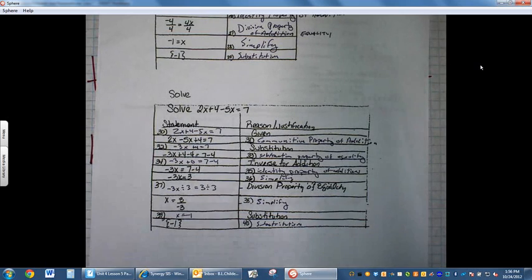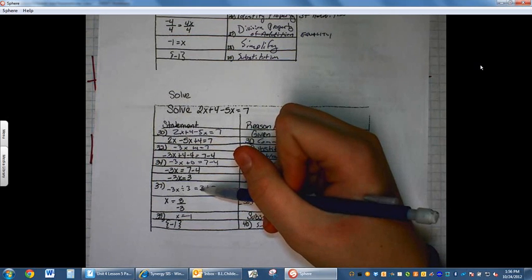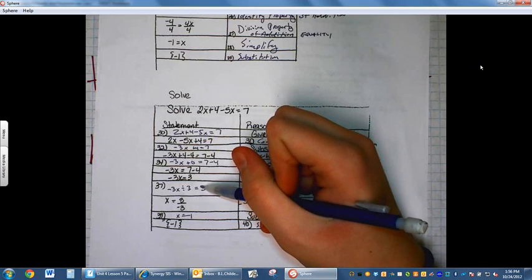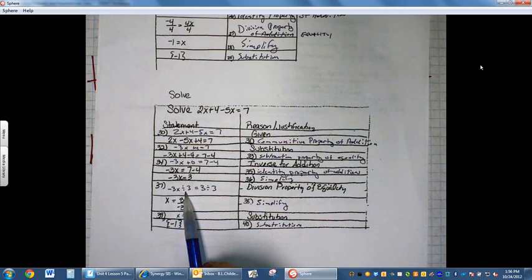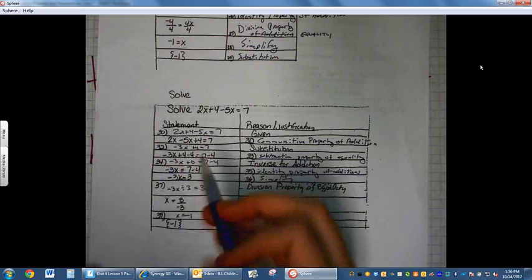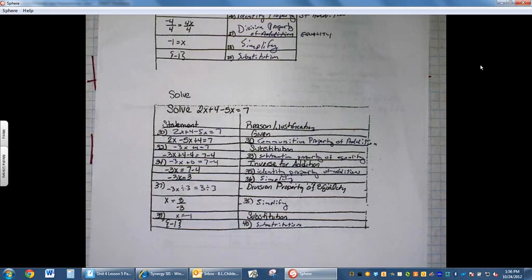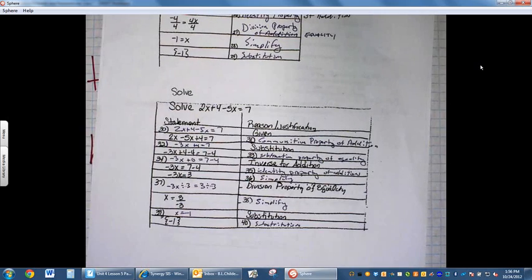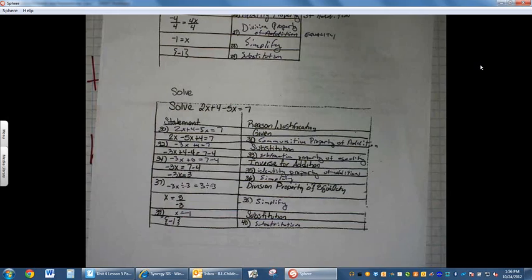The division property of equality, what else did I divide? Jane, can you fill in a negative sign right there? Right there. Yep, negative sign right there. So we want to divide by negative 3 on both sides. That's the division property of equality.